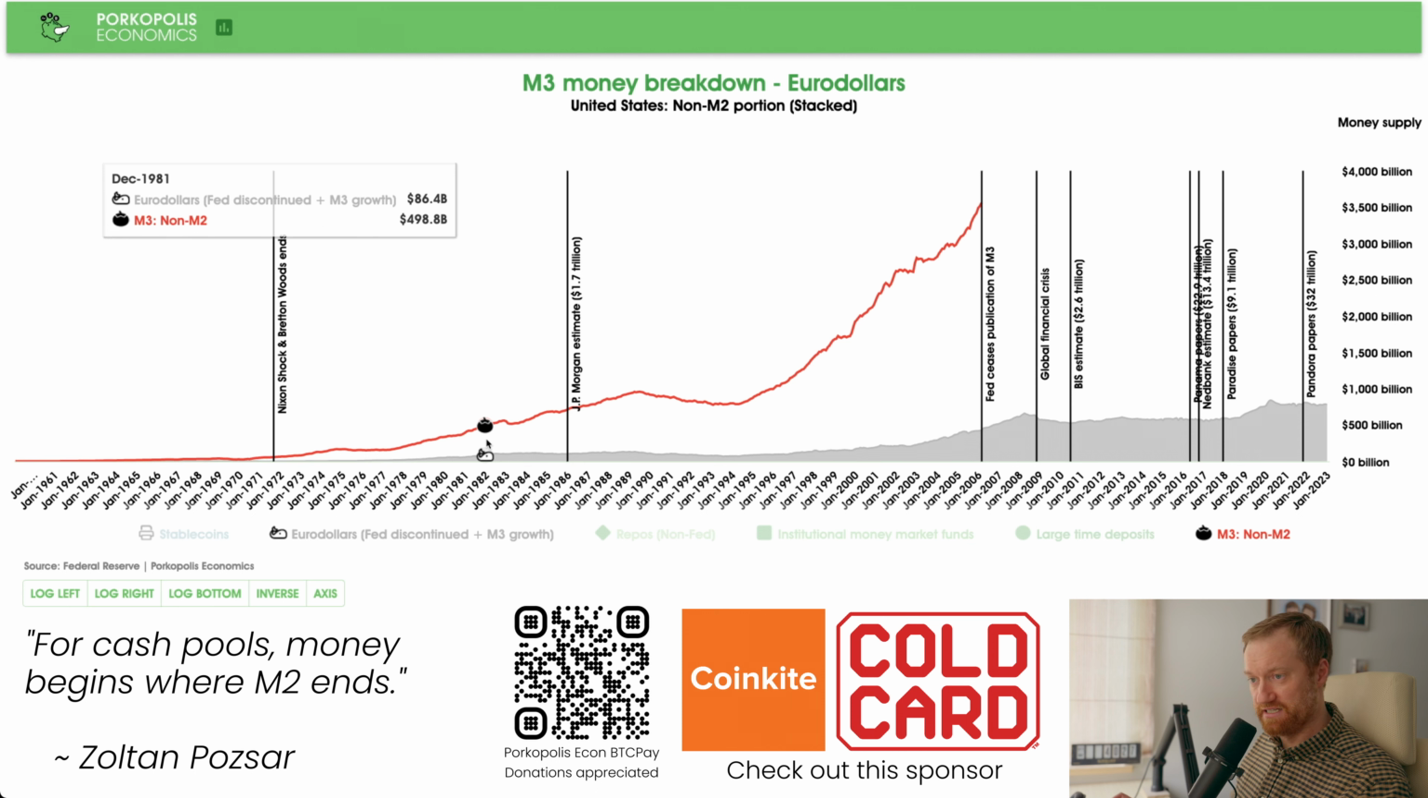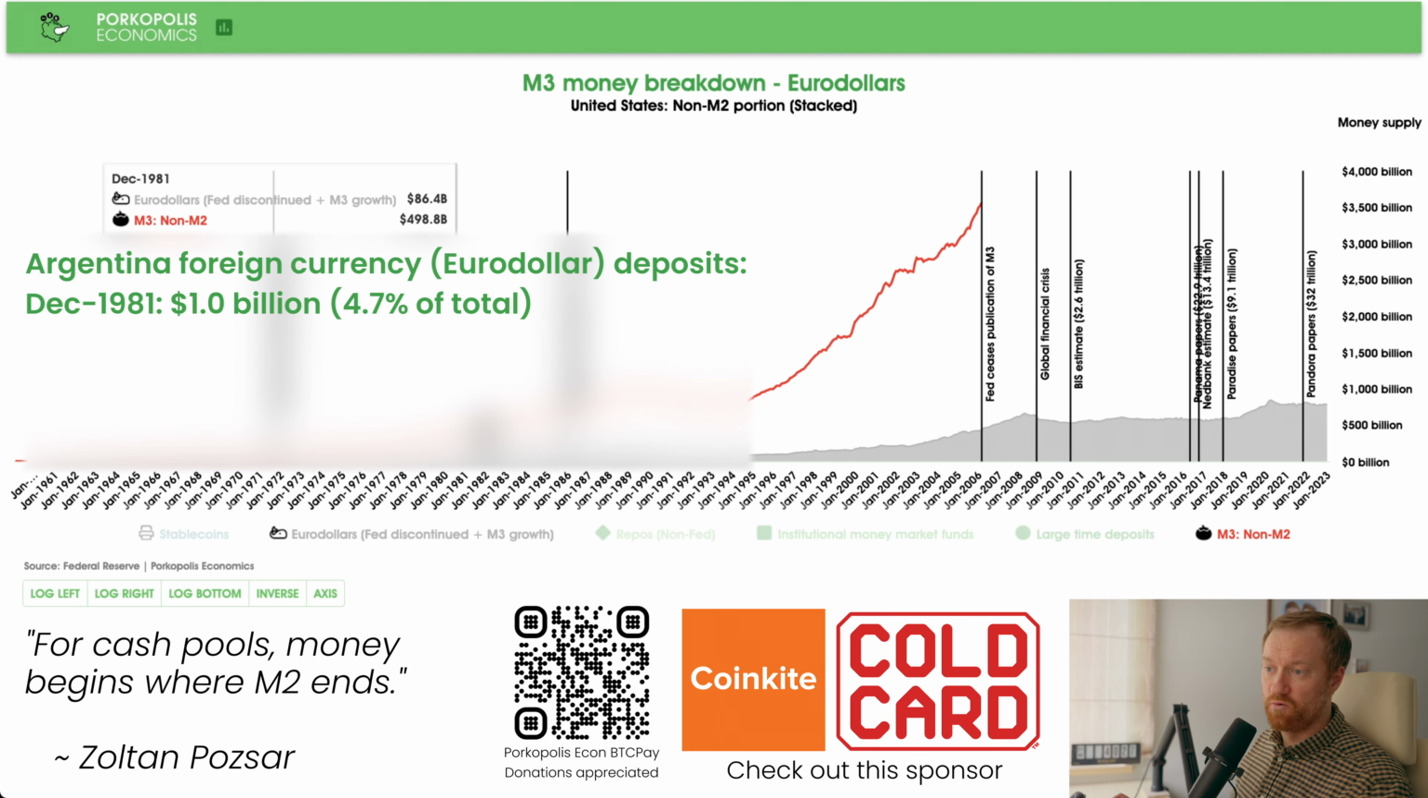At this time, December 1981, the Argentinian currency was the lei, and there was about $1 billion of foreign currency deposits held by the public in Argentina. That was only 4.7% of their total M3 money supply, including local and foreign currency. Okay, so it's not very much. And yes, they don't specifically say this is United States dollar denominated deposits. But again, I'd be willing to bet my left kidney that the vast majority of that is dollar denominated deposits.